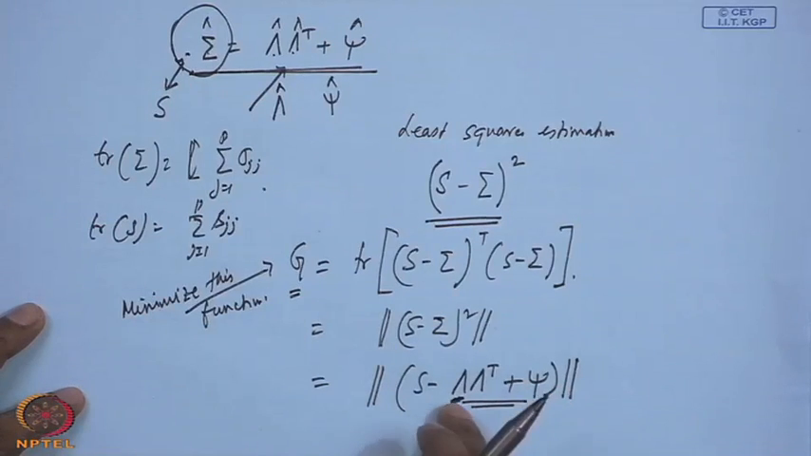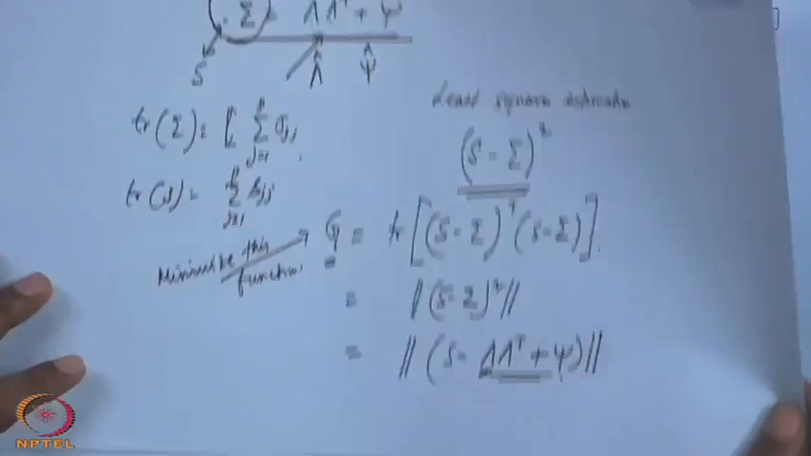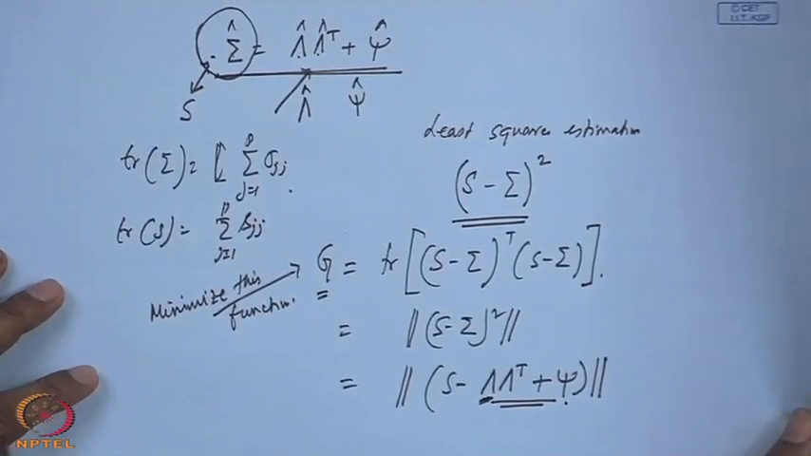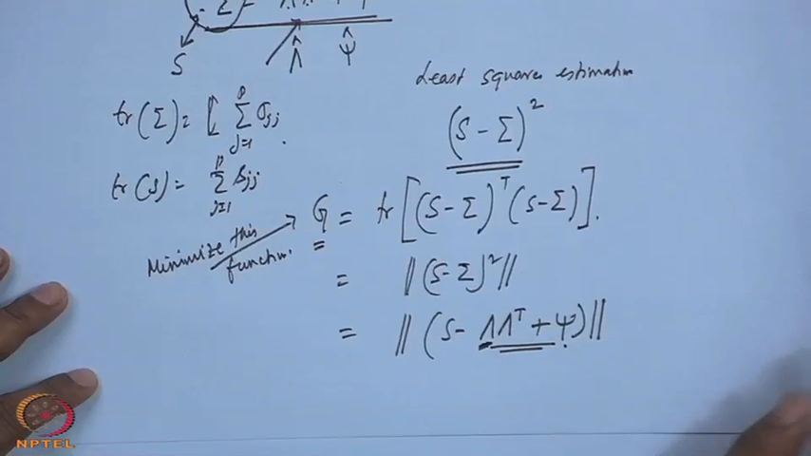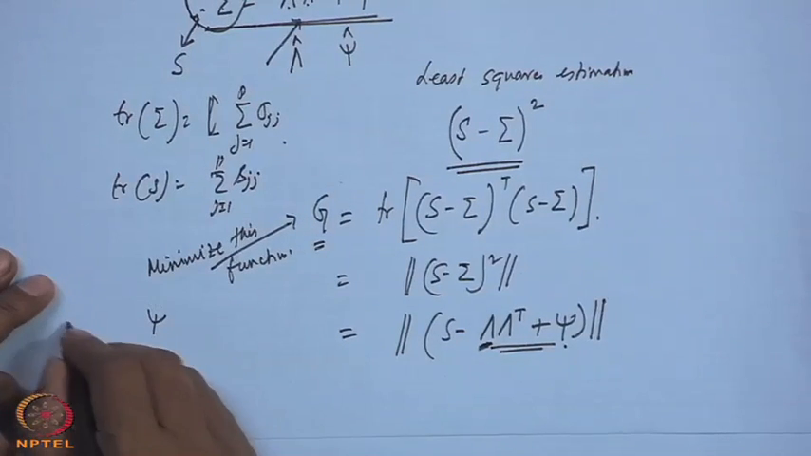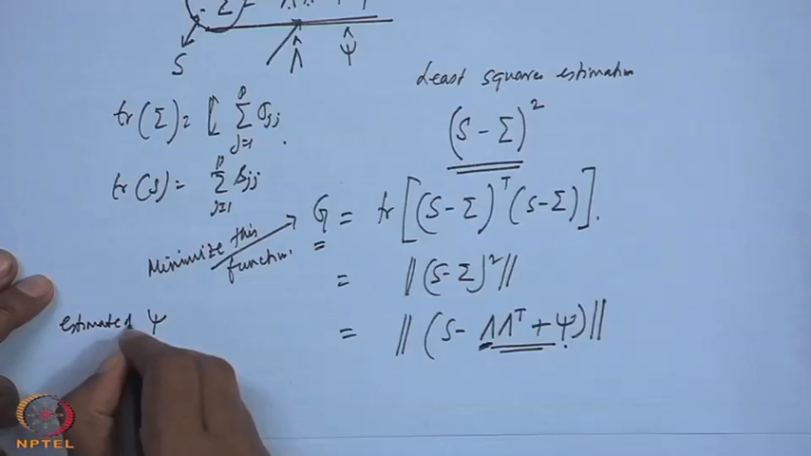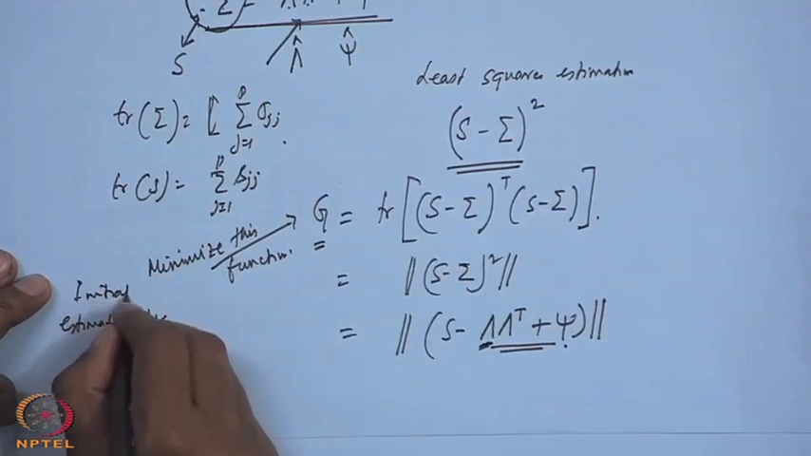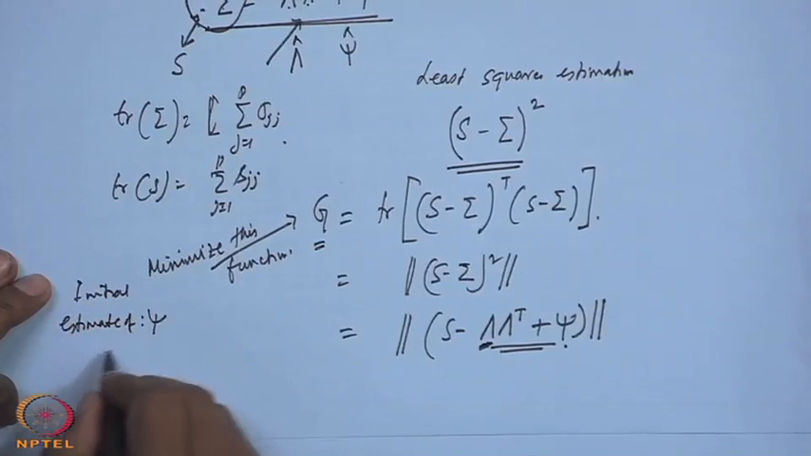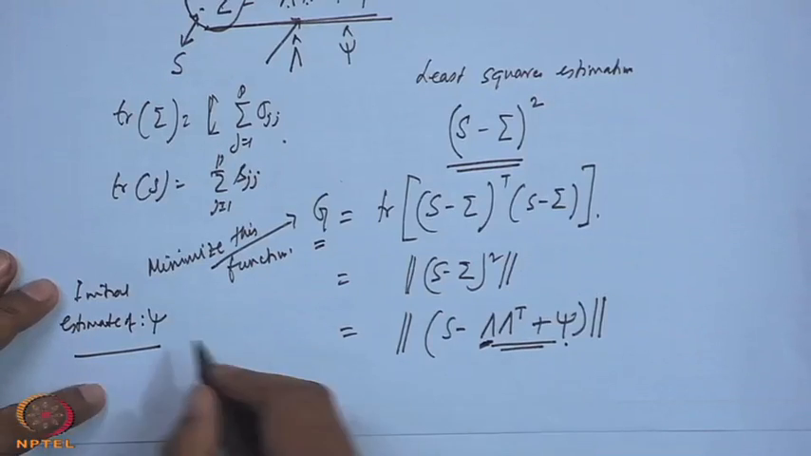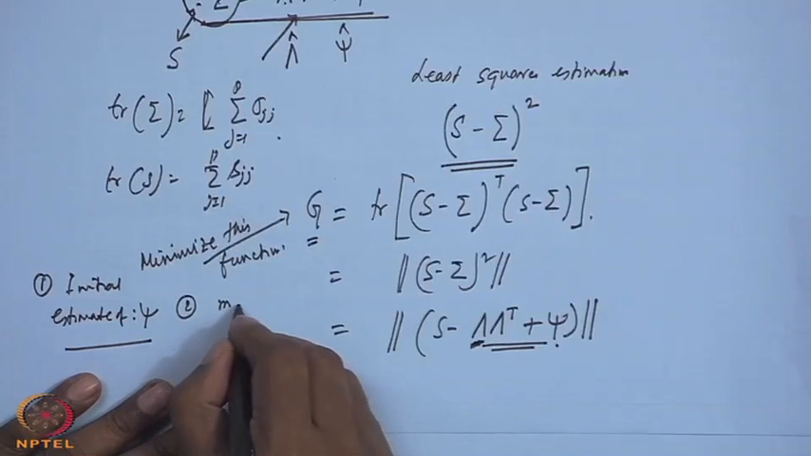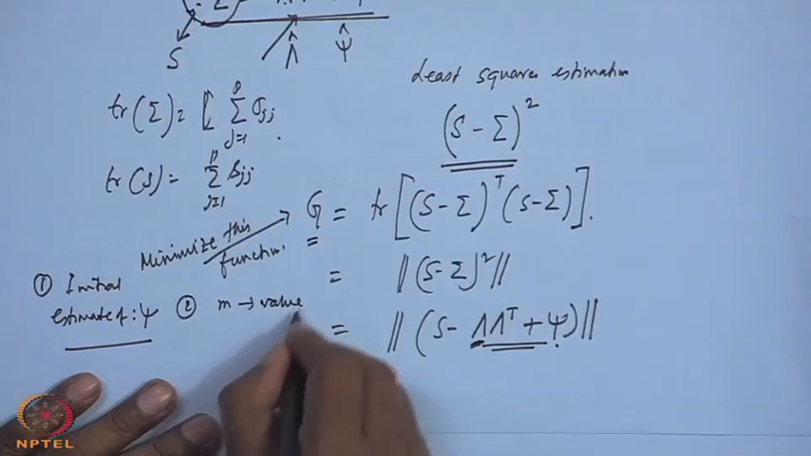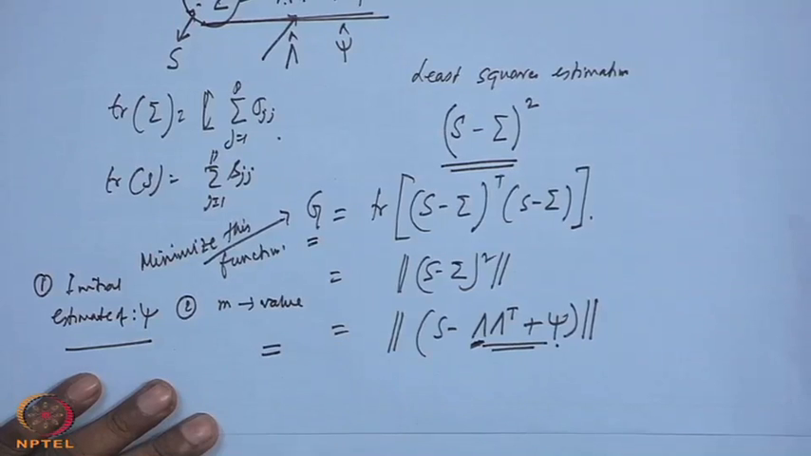Okay. If I take the derivative with respect to lambda, what is required here is that we have to initialize the values. So, as a result, we require an initial estimate of psi. This is one. The second requirement is how many factors we are extracting, m factors. What is the value of m? That value also you require to know.